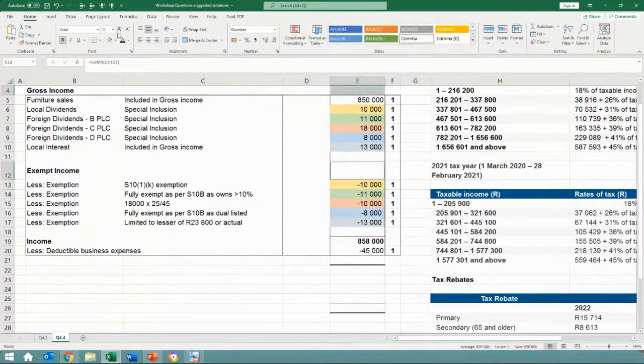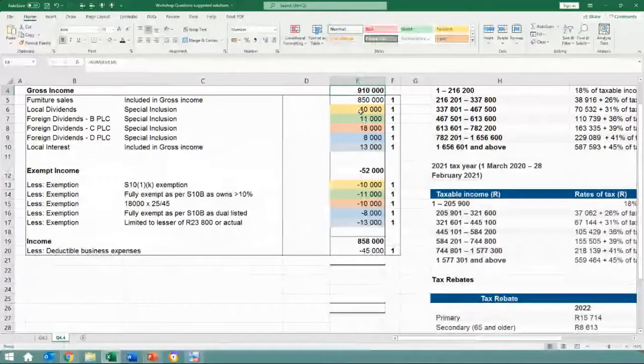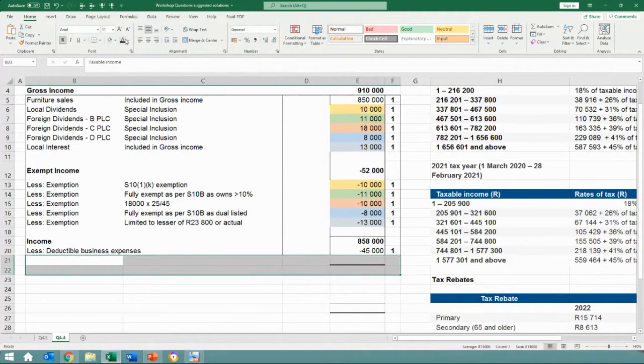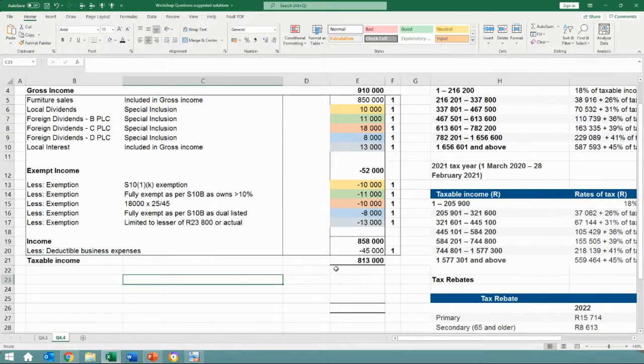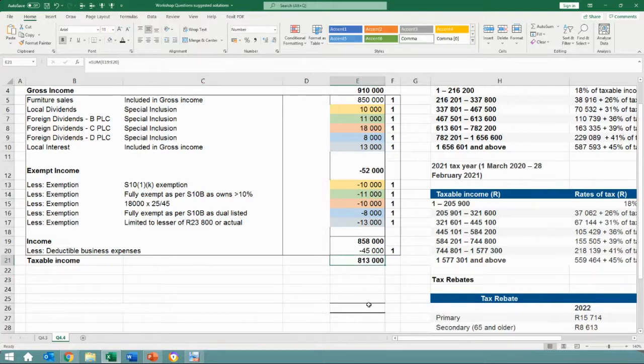So let me just give you the totals for gross income. What you normally do is you add all the gross income together, add all the exempt income together, and then work out the income amount. Then you deduct the business expenses from it to work out your taxable income for that period. So in this scenario, our taxable income is 813,000. But that's not what they asked you.